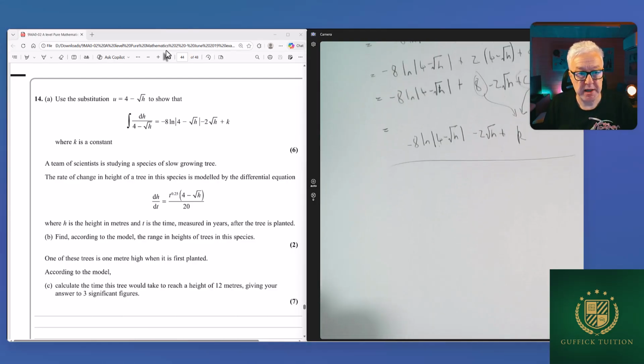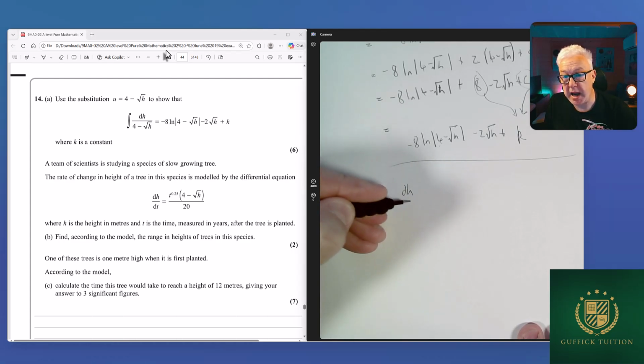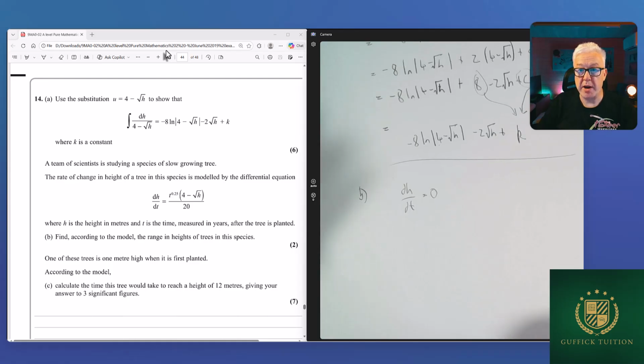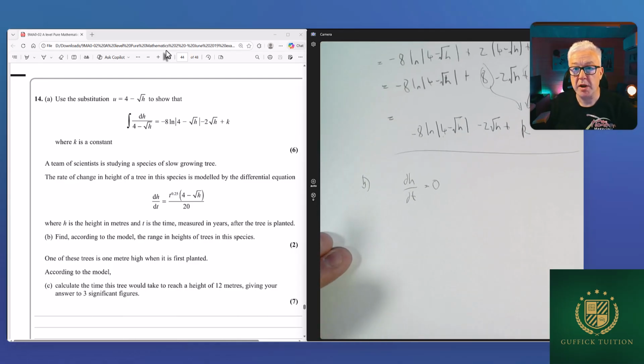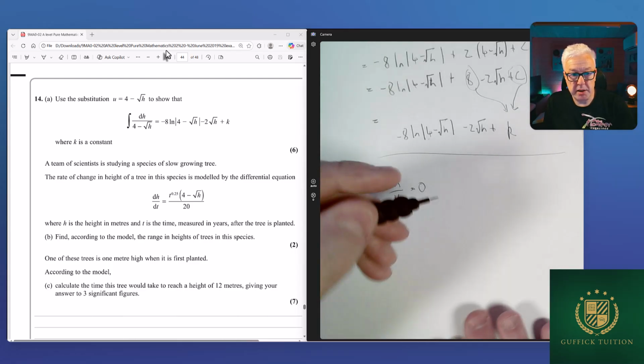So I think the inference here is that the tree is going to stop growing when dh by dt is equal to 0. Okay, so when the rate of change of the height is 0, that's when the tree is going to be no longer growing. So let's look at our expression.